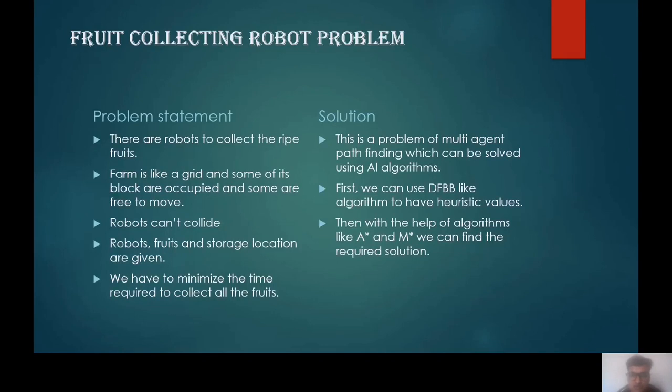This is a problem of multi-agent pathfinding, which can be solved using AI algorithms. First, we can use a DFBB-like algorithm to get heuristic values or to find the optimal solution, and then we can use those heuristic values in A star and M star algorithms to find the required solutions.